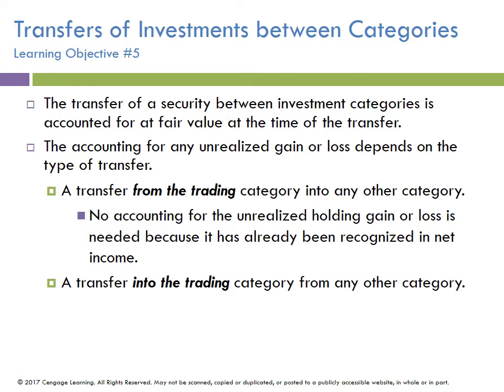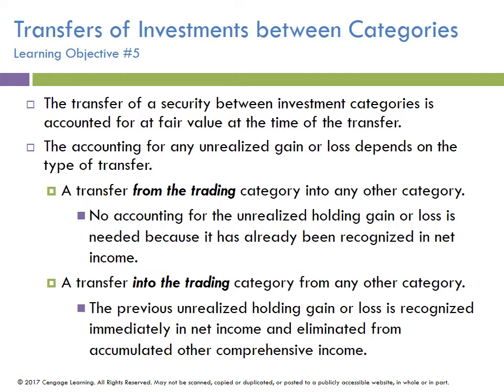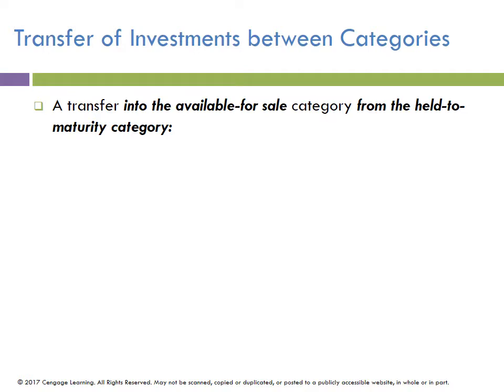A transfer into the trading category, though, the previous unrealized holding gain or loss is immediately recognized in net income and taken out of other comprehensive income. So from the trading, no effect on net income. Into the trading, immediately expense any unrealized holding gain or loss, show it on the income statement.